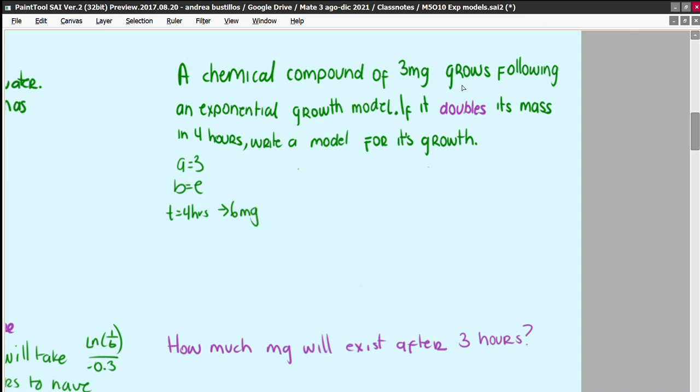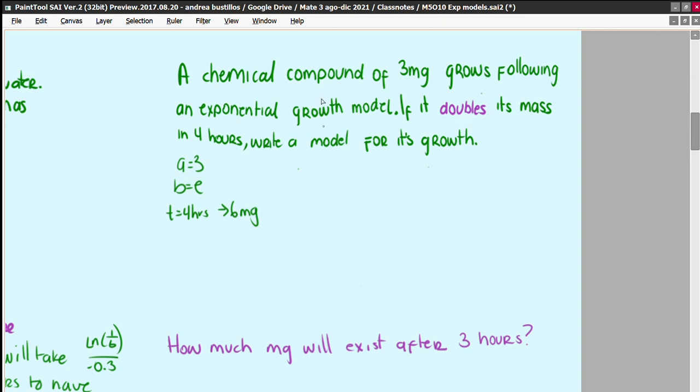If instead of double, the problem would have said, if it triples its mass after 4 hours, then in 4 hours, I would have 3 times my original amount. That would have been 9. Or if it quadruples its size in 4 hours, this would have been 3 times 4, 12 milligrams in 4 hours, okay? So just be careful with reading what the problem is telling me.